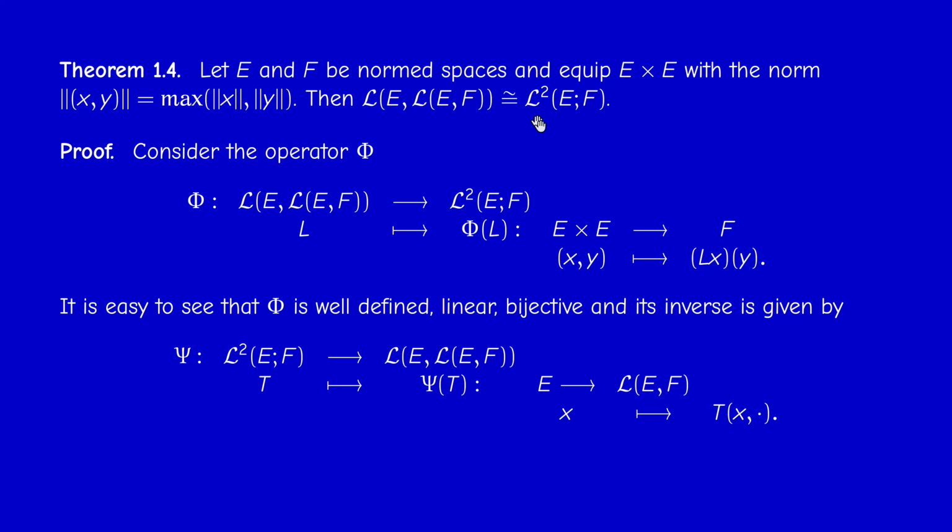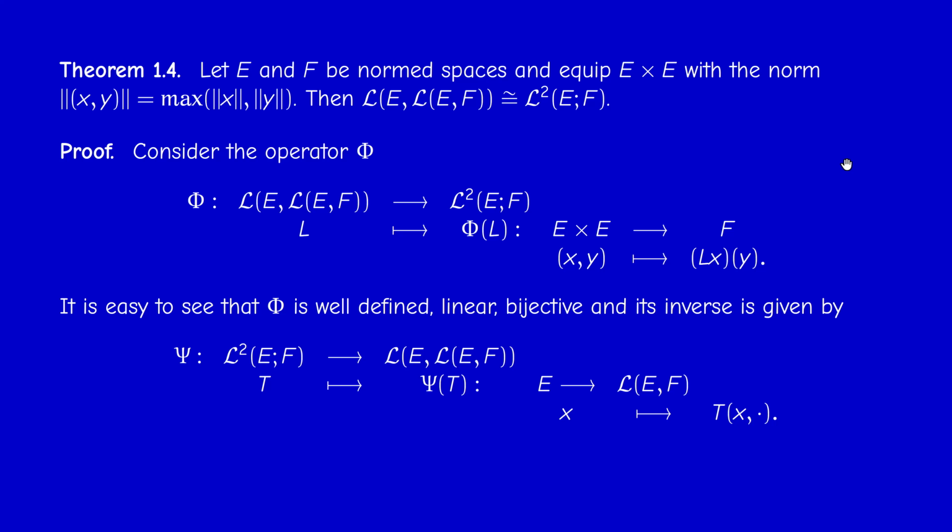Now, why do we do that? Because it's easier to work in this space, because this is just the space of maps of two variables. So it's a little bit easier, more convenient actually, to work in this space than in this space.